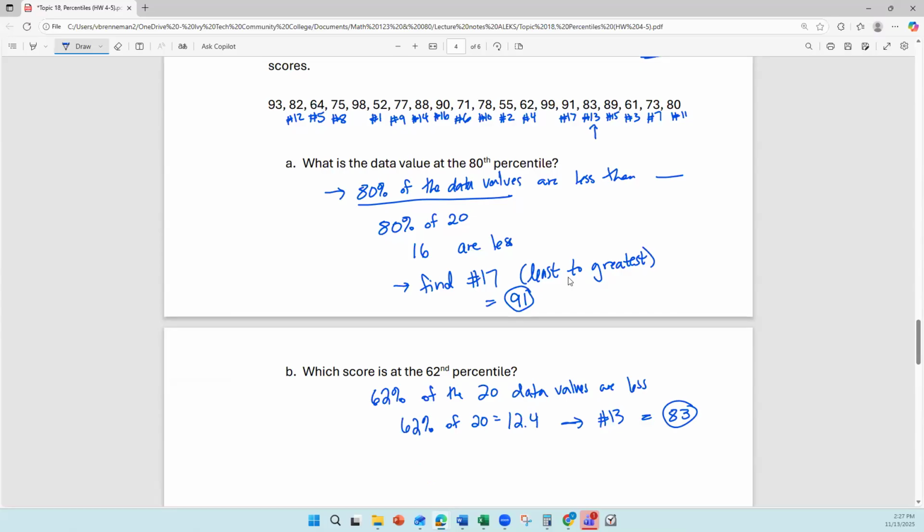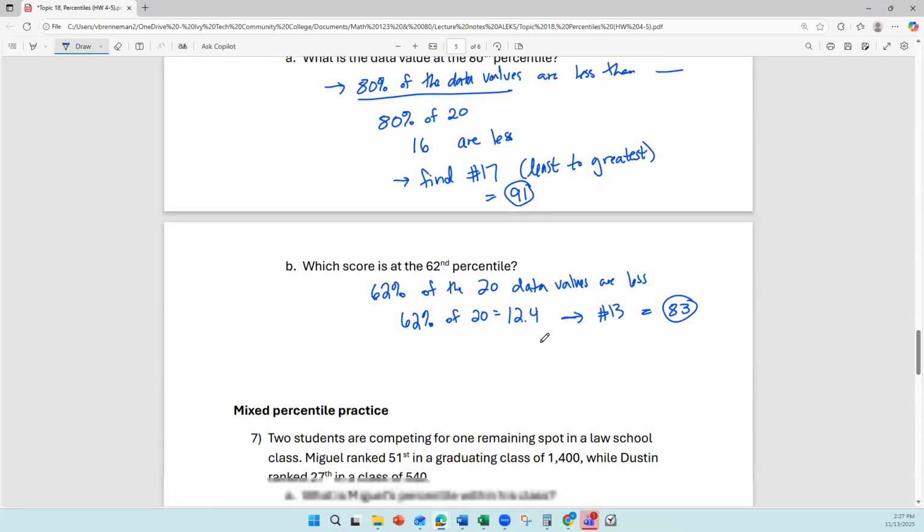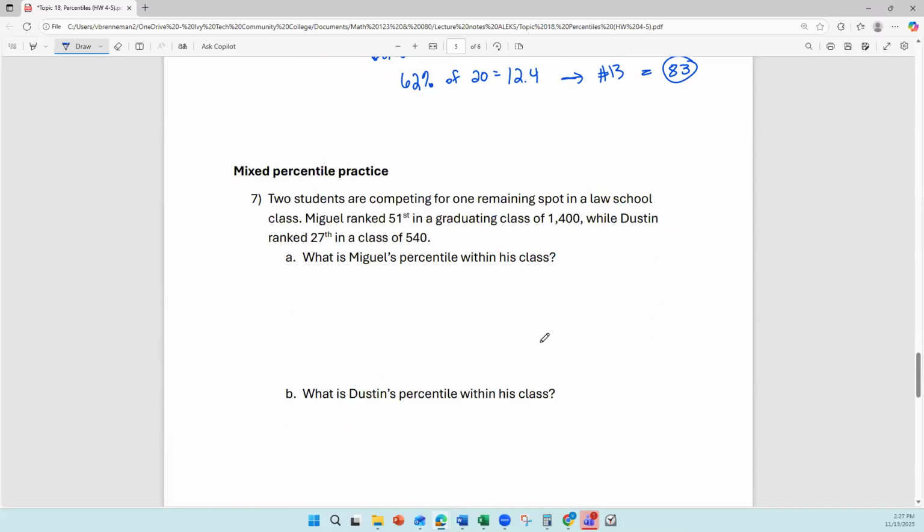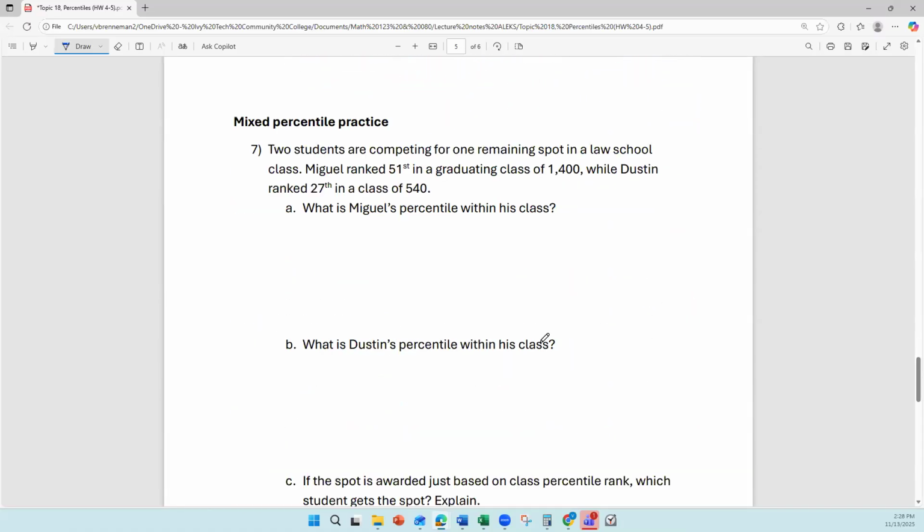So calculate the percentage of the number of data values, the percentile, that percent of the sample size, the number of data values. That tells how many are less. You go to the next whole number, whether it's a whole number or has decimal points after it. The next whole number tells you which ranking to look for.